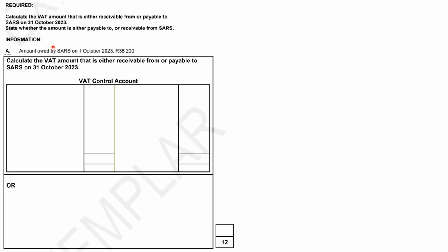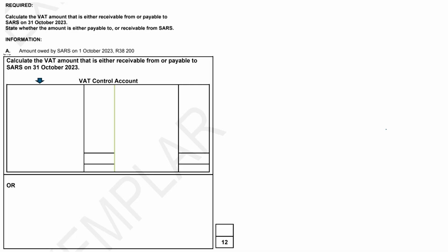Now we are calculating the amount owed by SARS. Oh, my bad. Now we are calculating the amount payable or receivable from SARS. So this is what they give us. Amount owed by SARS on 1 October 2023, 38,200. So before we do this, we need to take back our VAT table that we did on the previous slide.